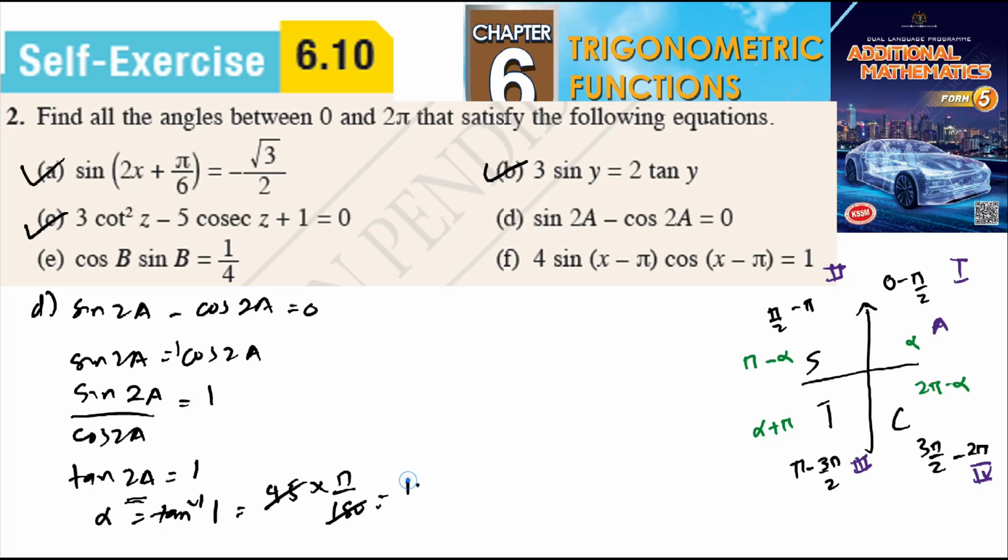So here you get pi over 4. So this one is the reference angle. Okay, before that, tangent 2a is equal to 1. So this is the angle, right? And we know this one is 1. So tangent is positive, right?